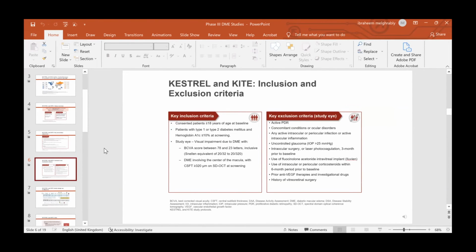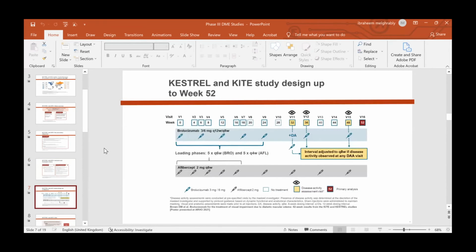There were inclusion and exclusion criteria. Any patient with diabetic macular edema involving the center, and best corrected visual acuity between 78 and 23 letters, will be included. And patients, for example, with previous treatment with steroids, active proliferative diabetic retinopathy, or prior anti-VEGF therapies were excluded from the study.